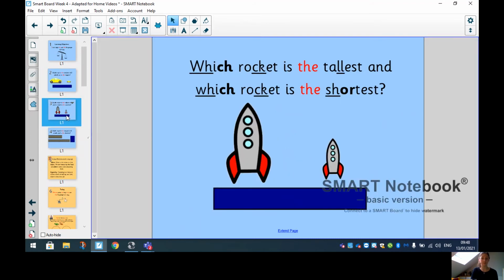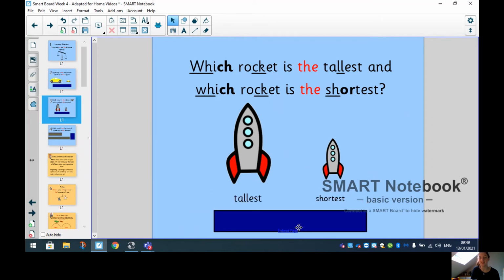And the next one here says which rocket is the tallest and which rocket is the shortest. When we look at tallest, we see how tall something is, if it's higher up, and how short something is. Let's have a look. See which one you can see is the tallest and which one is the shortest. Tell your adult. That's right, well done. This rocket is taller than this rocket when we compare the size. This one is the shortest, okay?